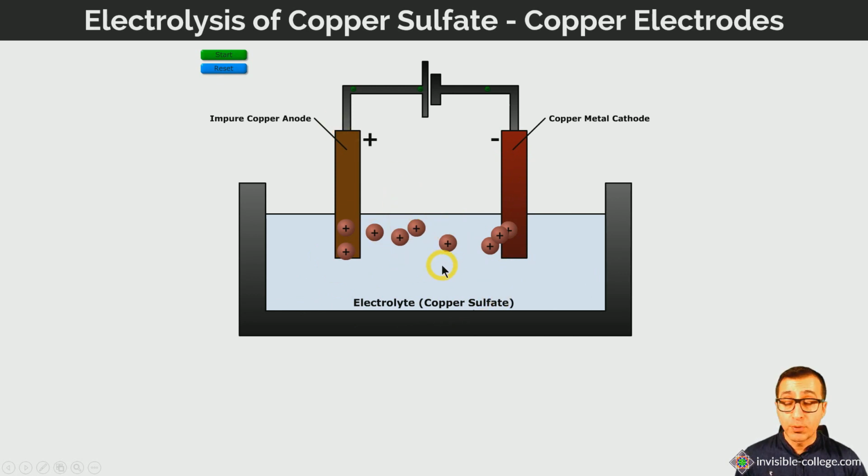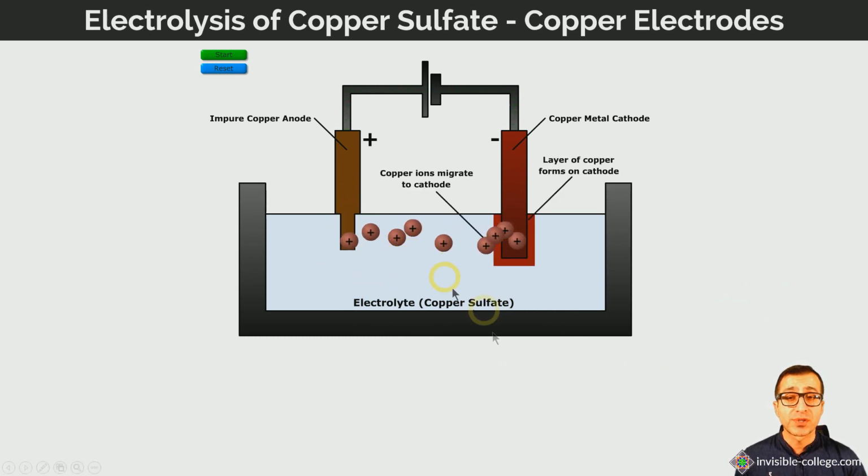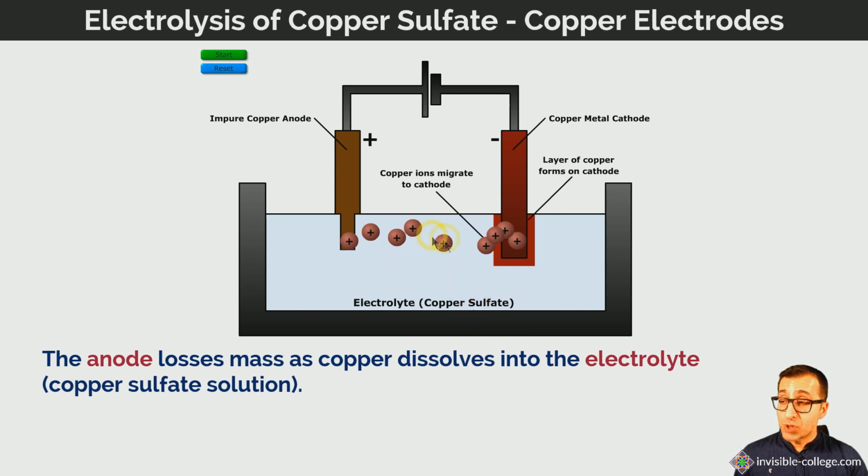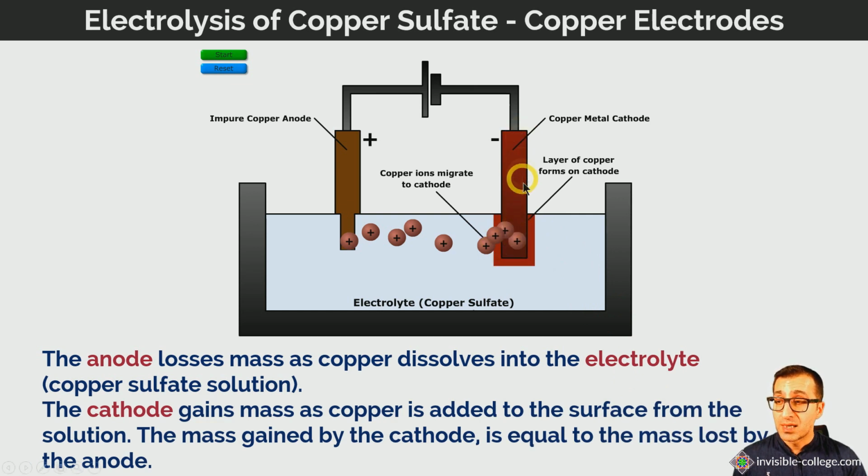So in the copper sulfate we have copper ions and we have sulfate ions. What's happening here is that the anode will slowly lose mass because copper will dissolve into the solution as copper ions. Now at the cathode, those copper ions, which are positively charged, will migrate towards the negatively charged cathode because they have the opposite charge. They're electrostatically attracted to it. Once they touch the surface of the cathode, they will gain electrons to form a deposit of pure copper on the copper metal cathode. By doing this, we can purify the copper that's in the anode and lay it down as pure copper here and leave behind any impurities.